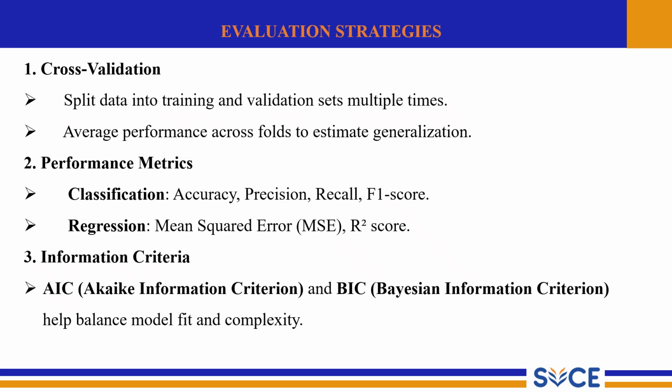Third one is information criteria. To balance model fit and complexity, we use statistical tools like AIC, Akaike information criterion, and BIC, Bayesian information criterion. These criteria penalize overly complex models and help us to choose the one that best explains the data without overfitting. Together, these techniques ensure that our model is not just accurate, it's also robust, efficient, and ready for real world deployment.